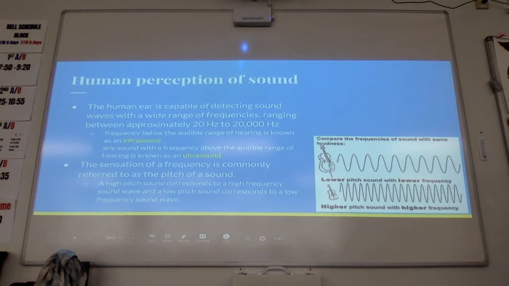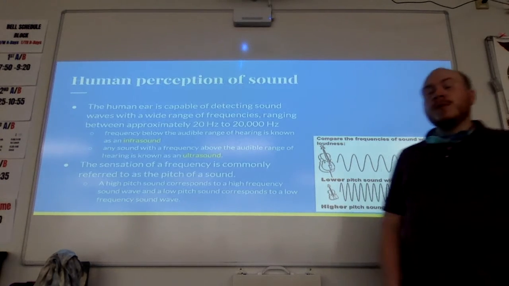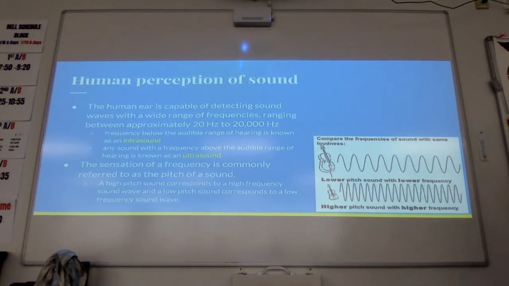So, human perception of sound. The human ear is capable of detecting sound waves with a wide range of frequencies, ranging from about 20 hertz to 20,000 hertz. Anytime we encounter a sound that's below that, we call it infrasound. Okay, so below 20 hertz or so is infrasound. They're just sound waves we can't hear. Our ears can't pick them up. Now, other animals might be able to, and we'll talk about some examples later of animals that can hear below and then above. Anything above our hearing is called ultrasound. So anything above 20,000 hertz is ultrasound.